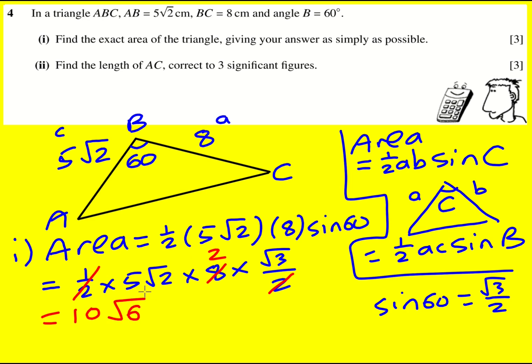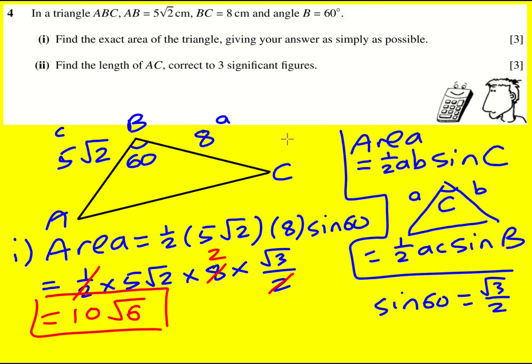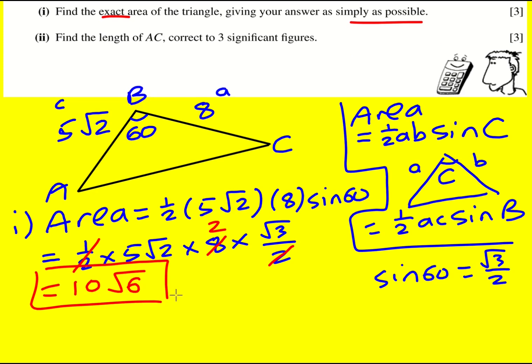You could, to be fair, just put all this in your calculator and it would sort it out for you. I think, actually, let me just check. So a half, which is the same as 0.5, times 5 root 2 times 8. And you could even just type in sine 60 here. Okay, it does give 10 root 6. Right, now we need to leave that. It does say exact and as simple as possible. So that is exact and as simple as possible.